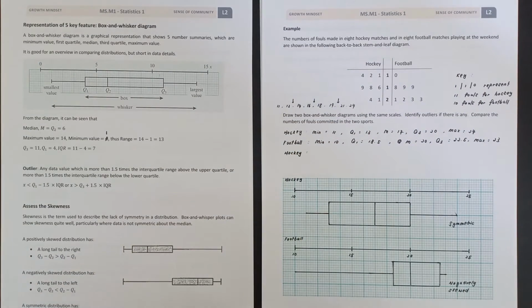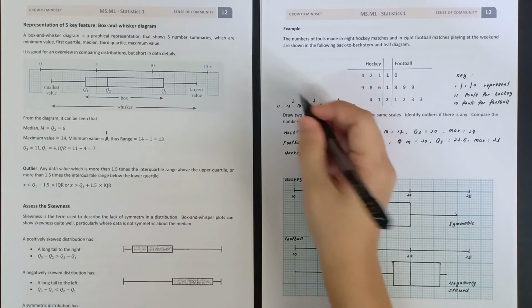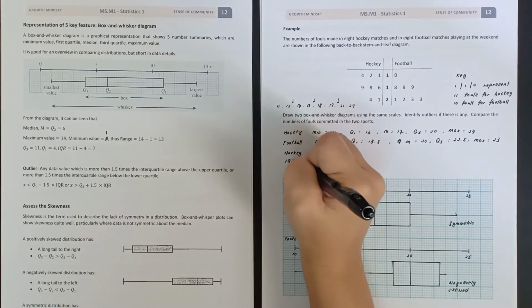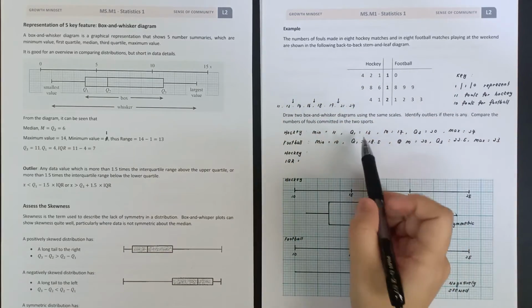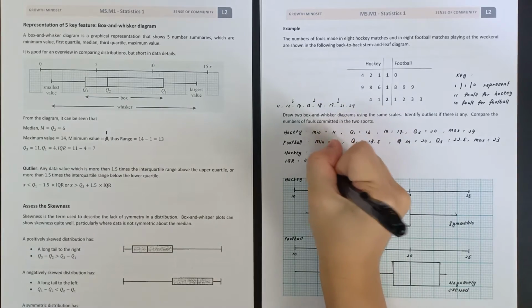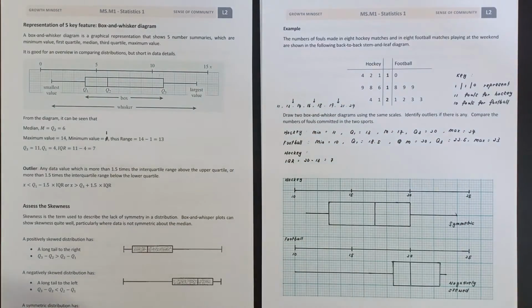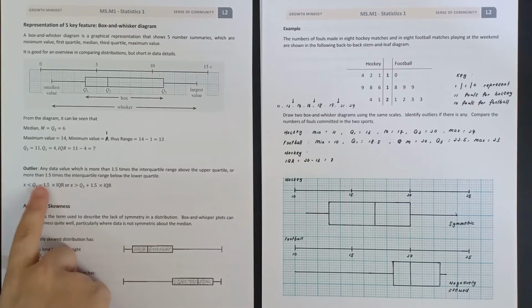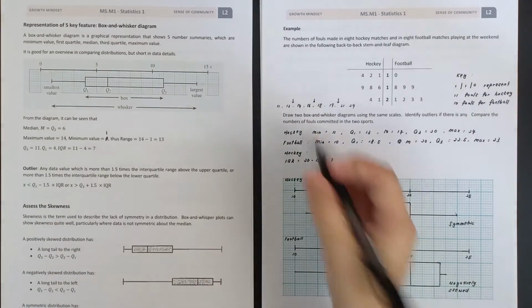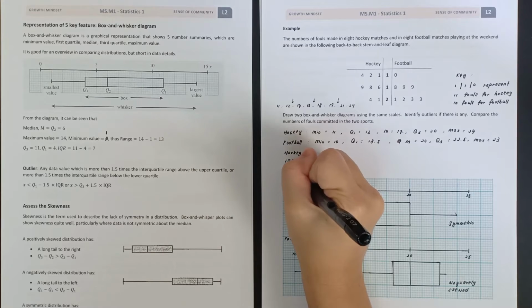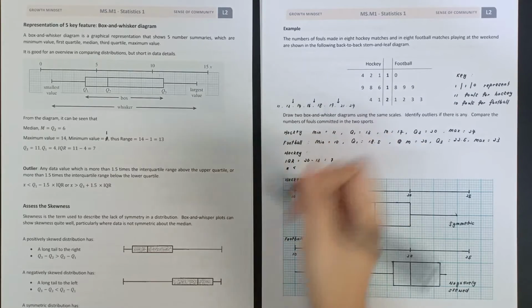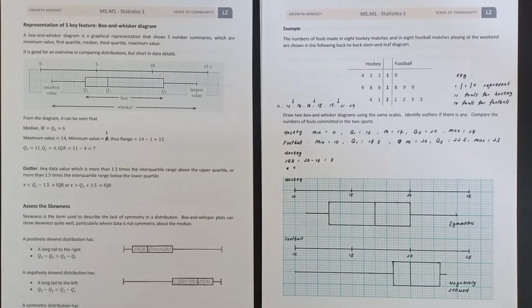Okay, you can find out your IQR first. Your interquartile range for hockey is 20 minus 13, which is 7. The range that is outside of these two ranges is considered as outlier. So x less than Q1 minus 1.5 times your IQR.